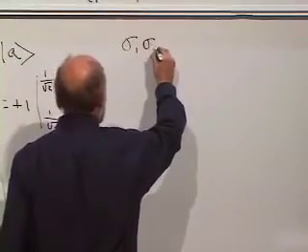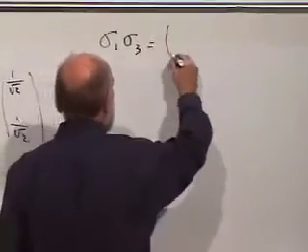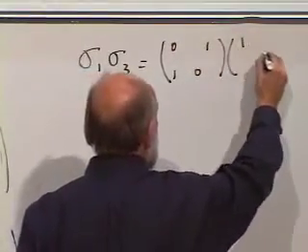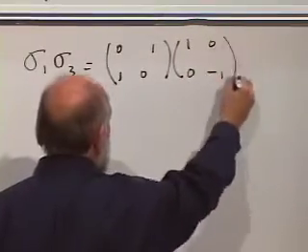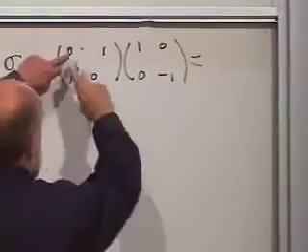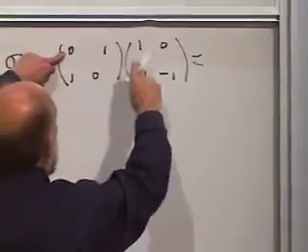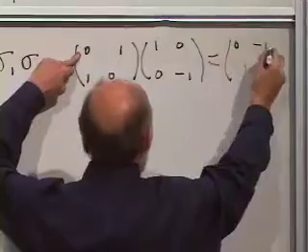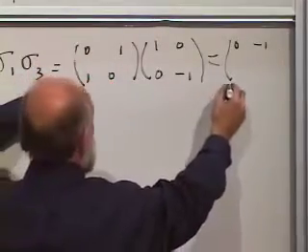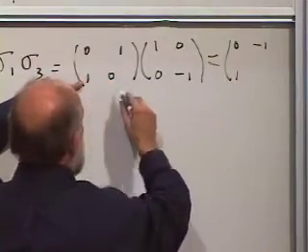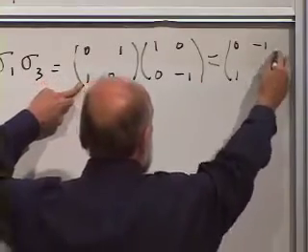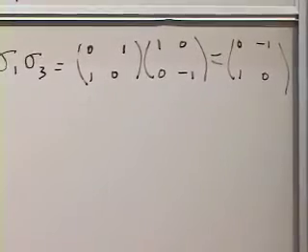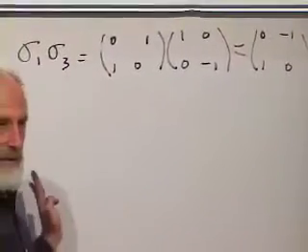Sigma 1 times sigma 3, what's that? That's equal to (1, 1; 0, 0) times (1, 0; 0, minus 1). And that's equal to, let's see, this times this is 0. This times this is minus 1. This times this is 1. And this times this is 0. Did I get that right? I think I did. Okay.